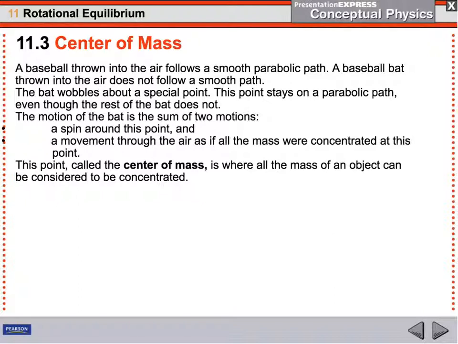A baseball thrown into the air follows a smooth parabolic path. A baseball bat thrown in the air does not follow a smooth path. The bat wobbles about a special point. This point stays on the parabolic path, even though the rest of the bat does not. The motion of the bat is the sum of two motions, a spin about this point and a movement through the air as if all the mass were concentrated at this point. This point, called the center of mass, is where all the mass of the object can be considered to be concentrated.